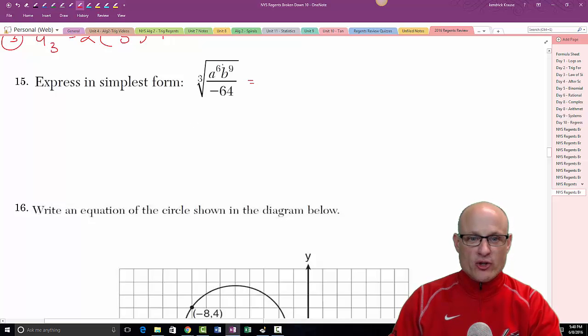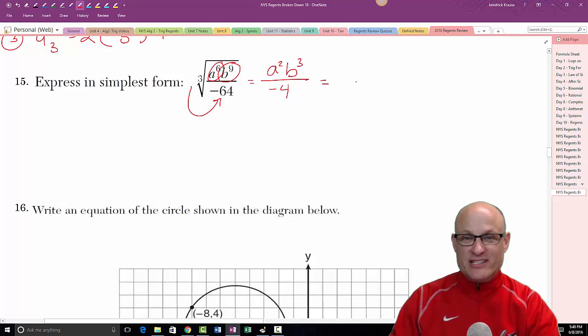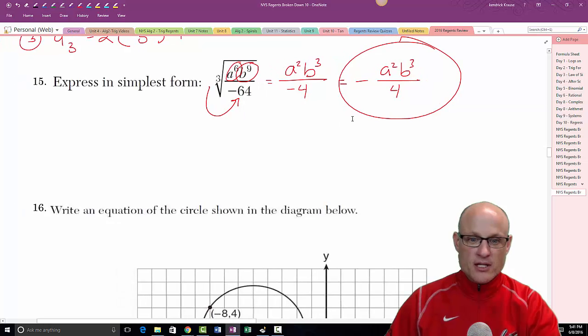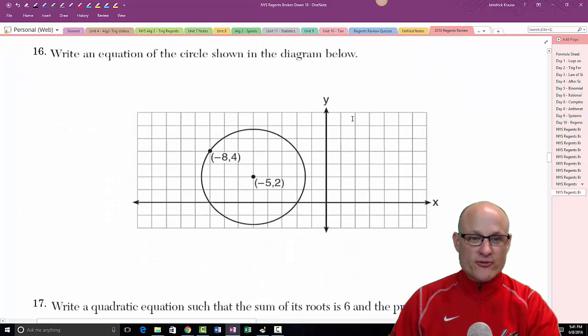In the numerator, I've got the cube root of a to the 6. Well, that's 2 groups of 3, so that's a squared. There's 3 groups of 3 here, so that's b cubed. All over, what's the cube root of negative 64? It's negative 4. Mathematicians will tell you never to leave a negative in the denominator. So just throw it out front. If you don't know, just throw it out front. A squared b cubed over 4. Done.